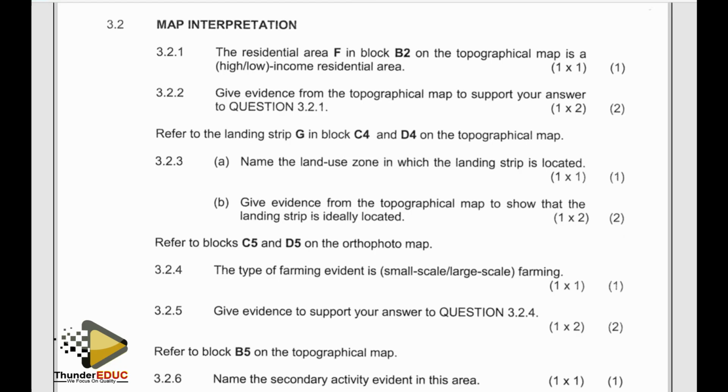Then you go to question 3.2.3. Name the land use zone in which the landing strip is located. It says there's a landing strip G in block C4 and D4. We just give reference of what you need to use for you to be able to figure out. If you're talking of a landing strip, a landing strip is part of the functions that fall in the rural urban fringe. Remember, there are so many activities that we tend to find in the rural urban fringe.